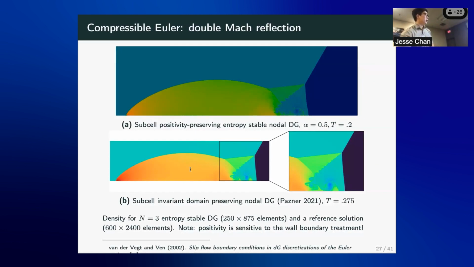And what was interesting to us is that we get very good agreement with other methods in the literature. This is actually from Pazner. Unfortunately, it seems like the reference is cut off. Pazner 2021 solved the same problem using an invariant domain preserving DG method, which also preserved positivity but enforced a different entropic stabilization. And for a much higher resolution, he uses 600 by 2400 elements. We use 250 by 875. We seem to get similar resolution of these vortical flows. So this was encouraging for us that we don't seem to be adding a lot of dissipation in this scheme, and it seems to be behaving fairly well for these under-resolved simulations.